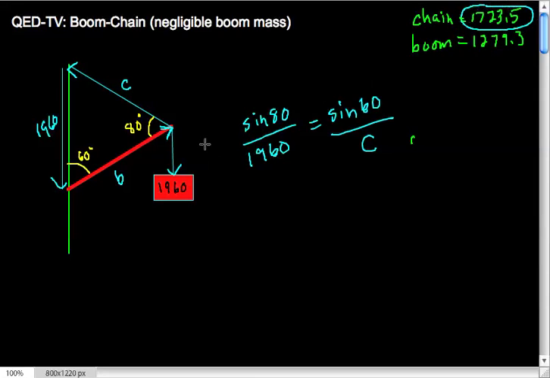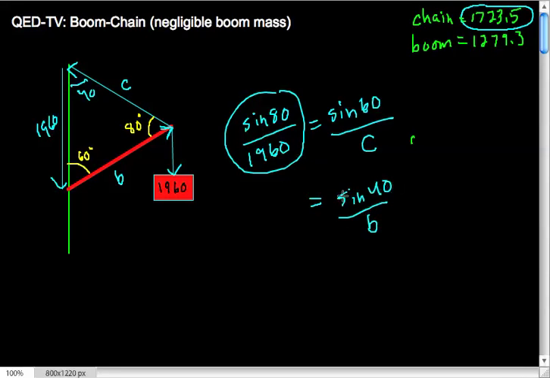And then if I want to do the boom, I can do the same thing. I can do sine of 80 over 1960 equals the sine of this angle, which is 140, so this would be 40. I could do the sine of 40 over the boom. And if you figure that ratio out, you get that number right there.